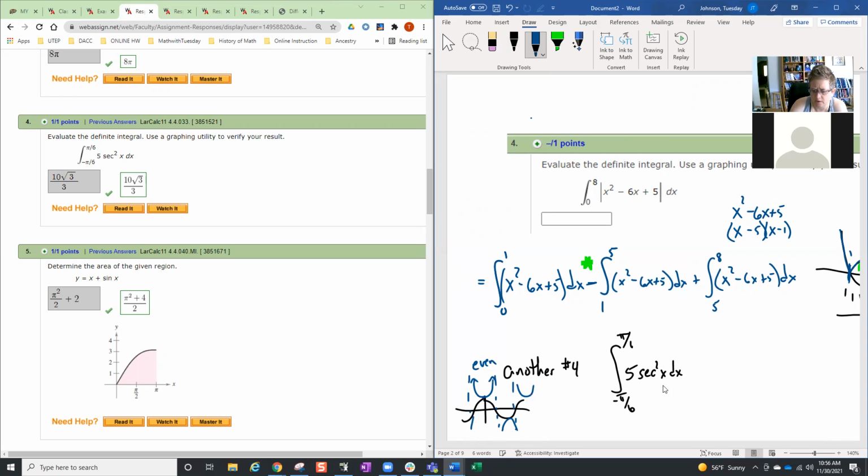This happens to be 2 times the antiderivative from 0 to pi over 6. Because it's even, we really only have to do half the interval. 2 times 5 is going to make it 10.